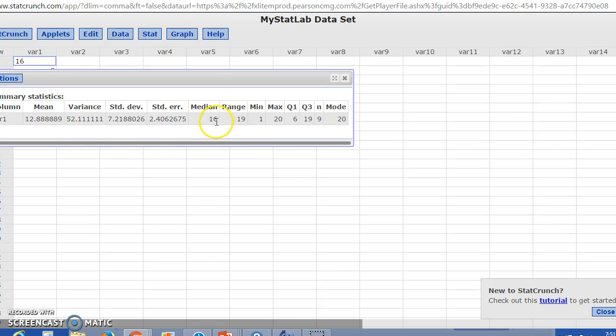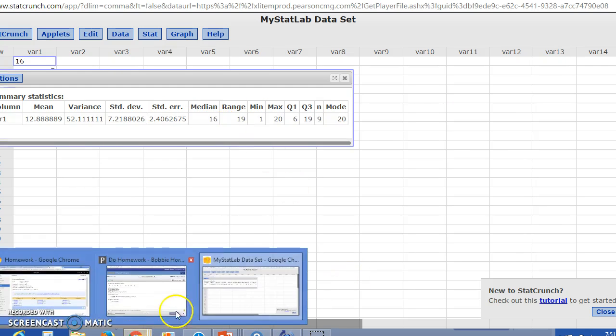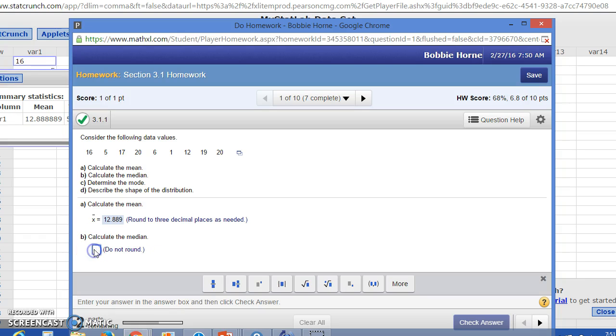So let's see what our median is. 16. So that means our middle number is 16. If you were to put these numbers in order, you have 2, 4, 6, 8, 9 numbers. If you have an odd amount of numbers, you will always have a middle number, which would be the median.